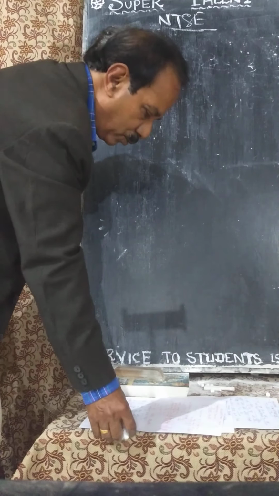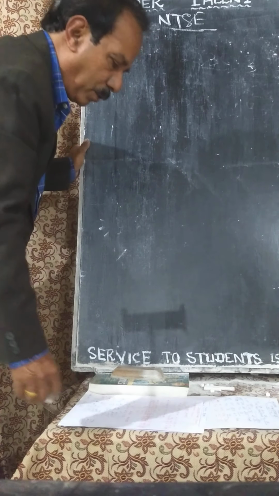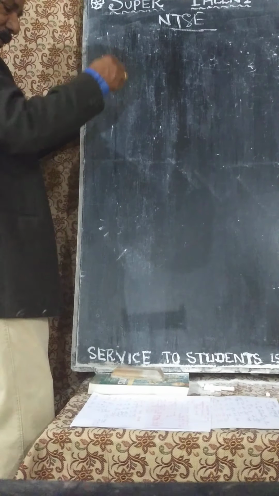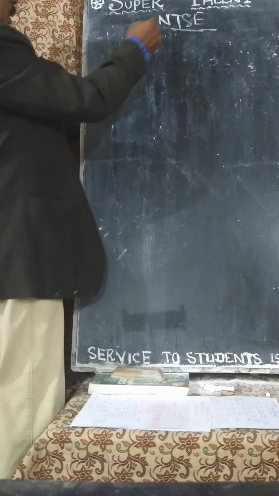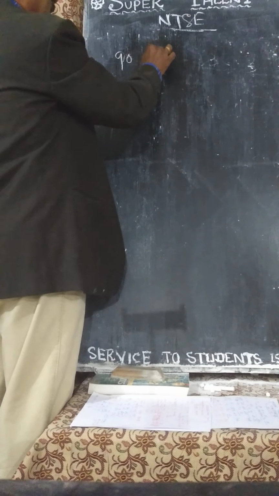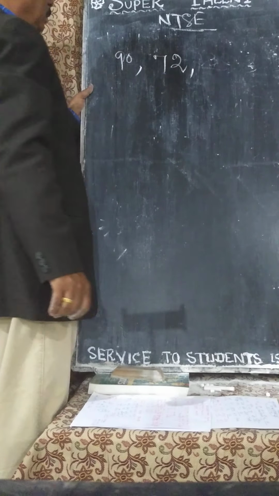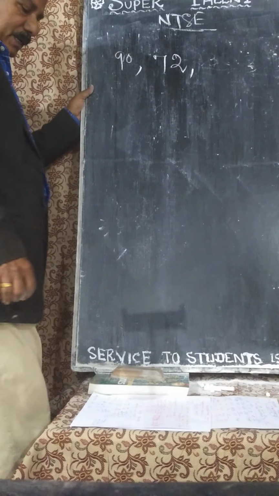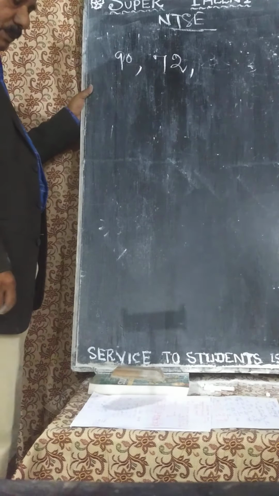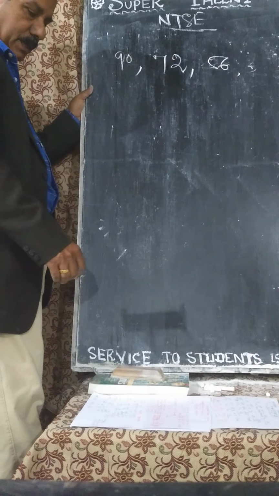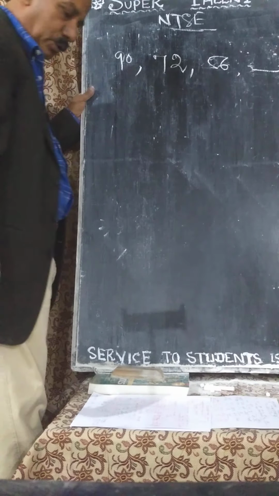And square and cube are very easy from the function of x. You can solve it. Suppose in a different way, it will be 90, 72, then 56, then dash, you see.